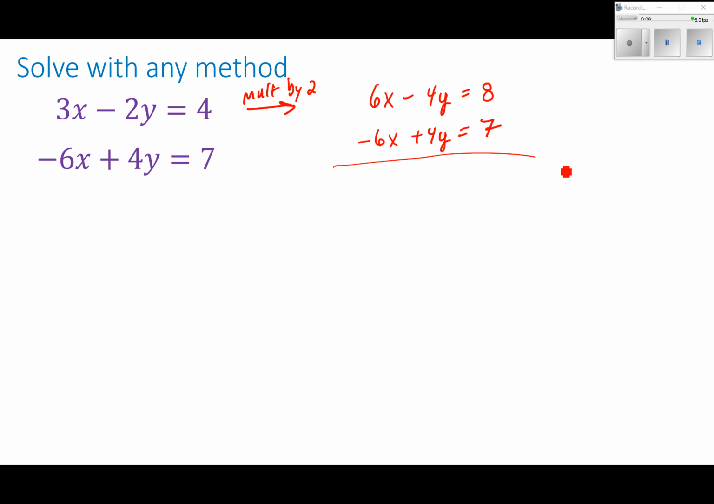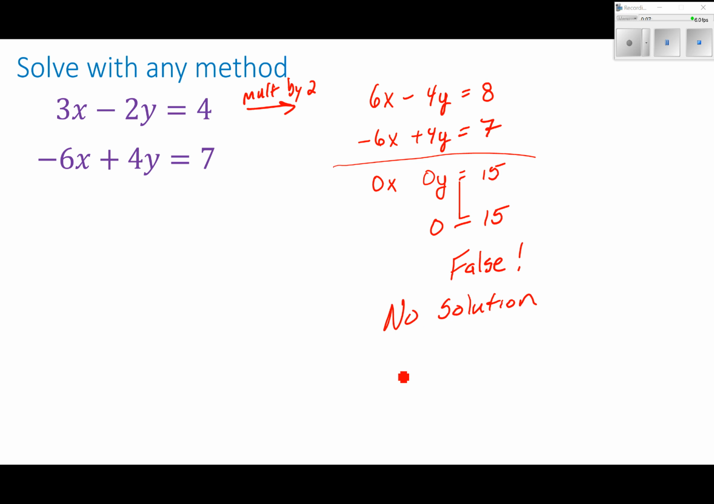So now again, I want to add these up to eliminate. Well, if I add up 6 and -6, that becomes 0x. -4 and a +4 becomes 0y. 8 and 7 becomes 15. So what I ended up with is 0 equals 15, which is false. That is not a true equation. So this one, there would be no solution.